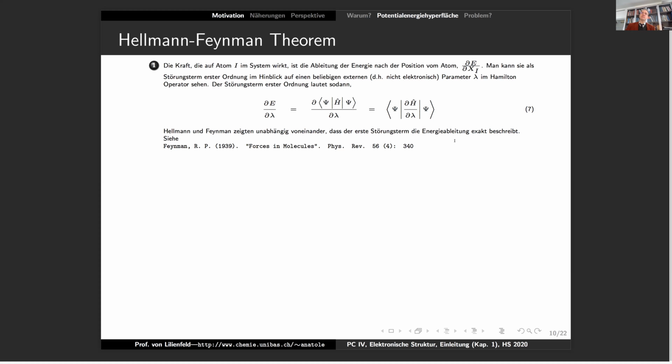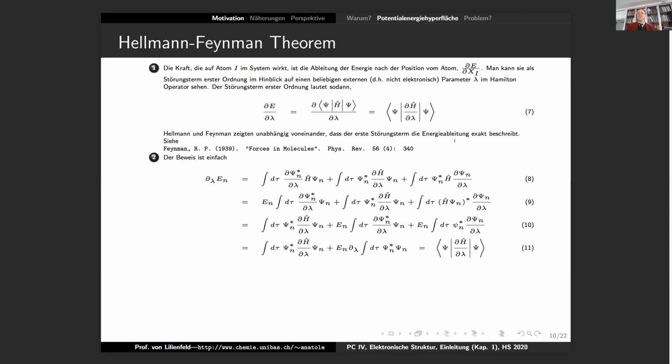That's now shown here in equations 8 to 11, and let's walk slowly through this. Here you have the derivative operator, the differential operator, working on the energy. The energy is this expectation value. If you write out this expectation value, it's the integral over all the electronic degrees of freedom, and this is what this tau stands for.